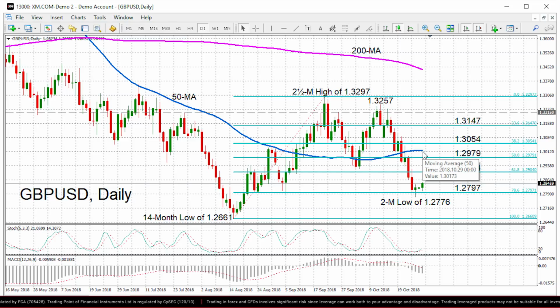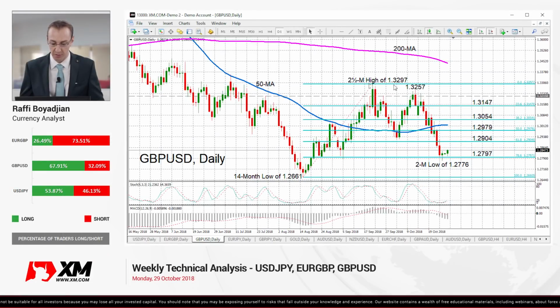So if we were to see pound dollar climbing towards 1.30, that would make the current medium-term neutral outlook more sustainable. However, in order to see the pair returning to a bullish mode, we would really need to see pound dollar climbing back towards that 2.5-month high of 1.3297 that we saw back in September.